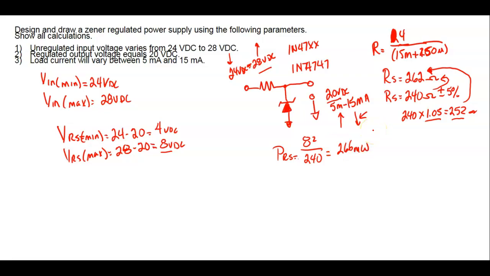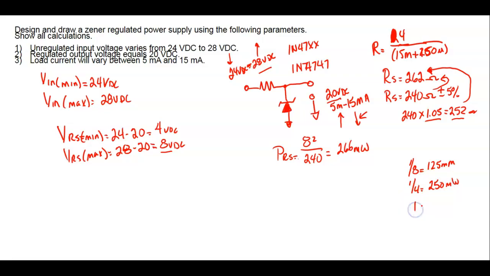So what size resistor would I have to use? These are the standard sizes. I've got a 1/8 of a watt, which is equal to 125 milliwatts. Then the next standard size would be a 1/4 watt, which would be 250 milliwatts.